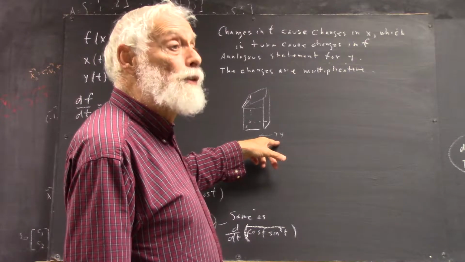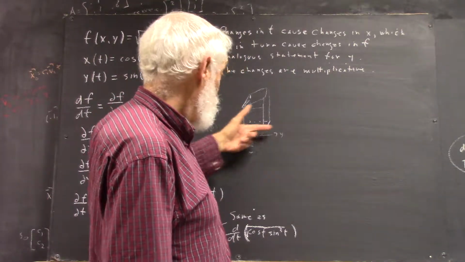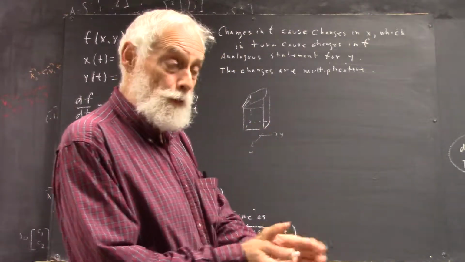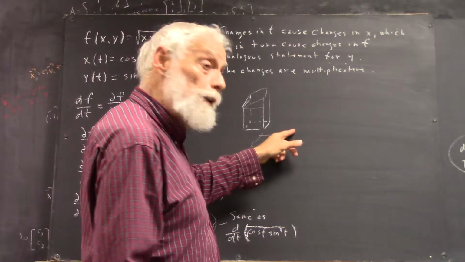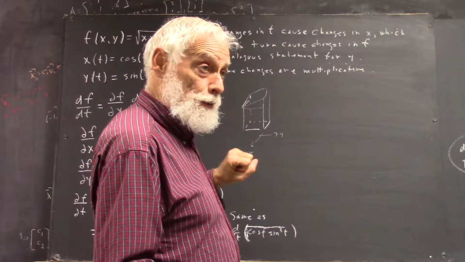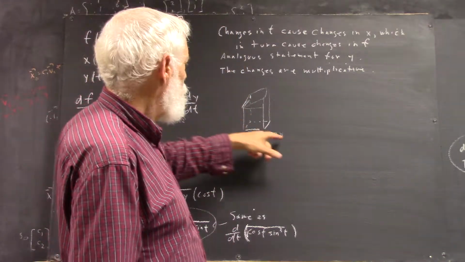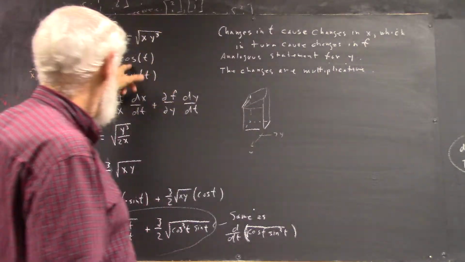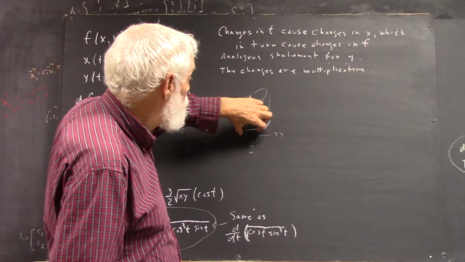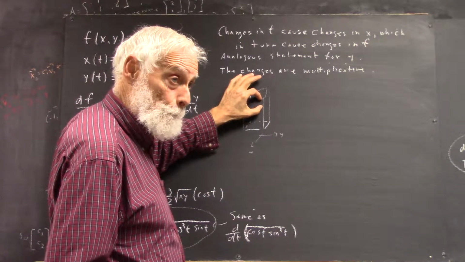Now, if t is causing y to change, then the derivative of y with respect to t determines how big a change you have in your y coordinate, right? If dy dt is bigger for a change in t, you're going to get a bigger change here. If dy dt is smaller, you're going to get a smaller change, okay? So whatever's going on with the y function, whatever the y function is, determines how big this change is, which determines how big this change is going to be, okay?